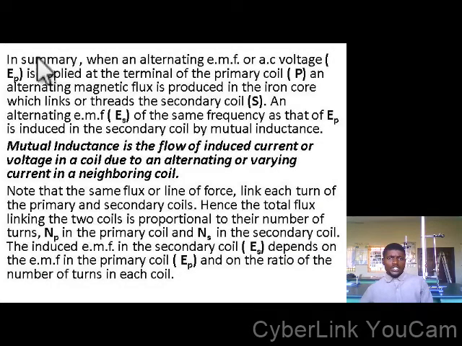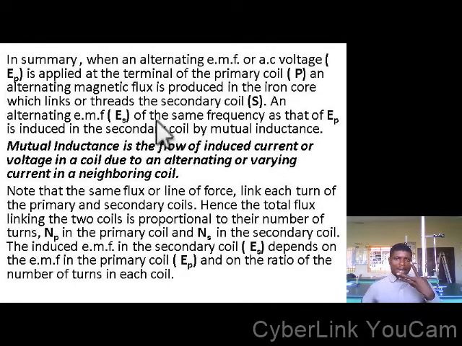So, in summary, when an alternating EMF or AC voltage, that is EP, which stands for voltage in the primary coil, is applied at the terminal of the primary coil P, an alternating magnetic flux is produced in the iron core, which links or threads the secondary coil S. An alternating EMF, ES, of the same frequency as that of EP, is induced in the secondary coil by mutual inductance.